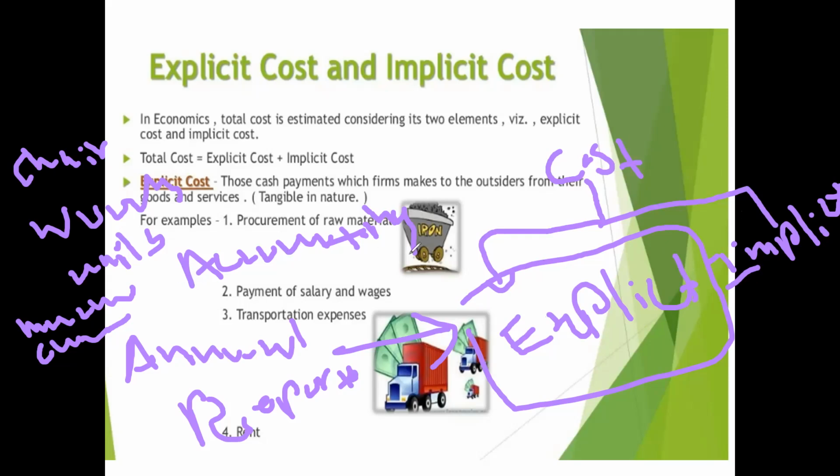Some examples are already given: to purchase raw materials, payments of salaries and wages, then the transportation expenses. Those things we consider as explicit cost. Then what is meant by implicit cost? Implicit cost. Here, to prepare the chair.